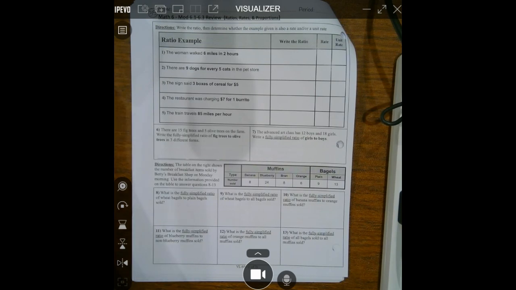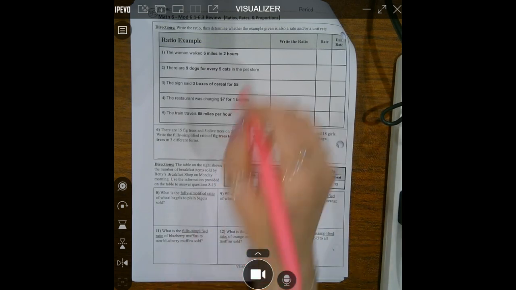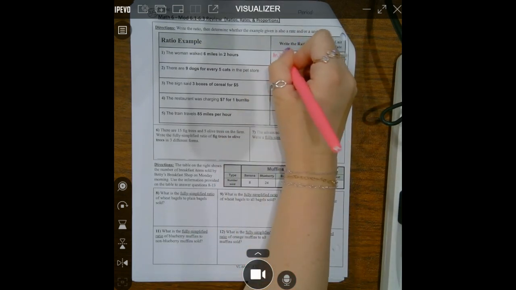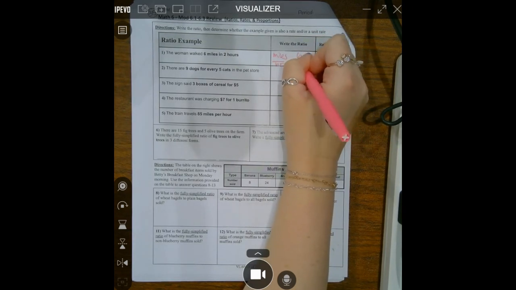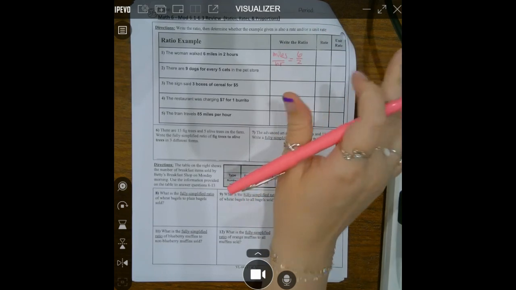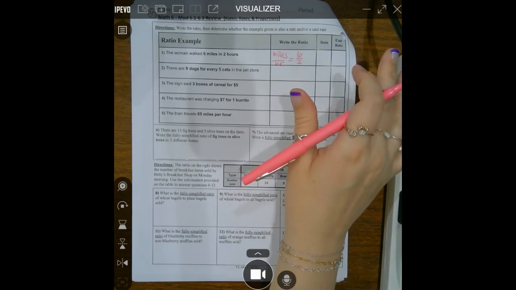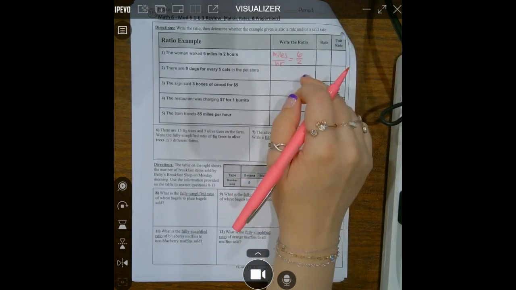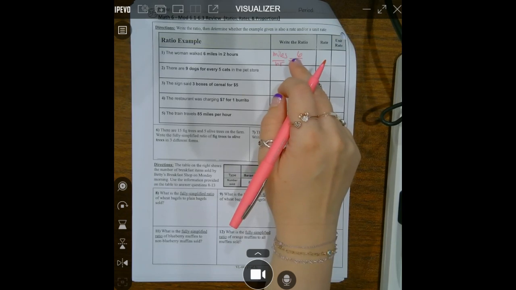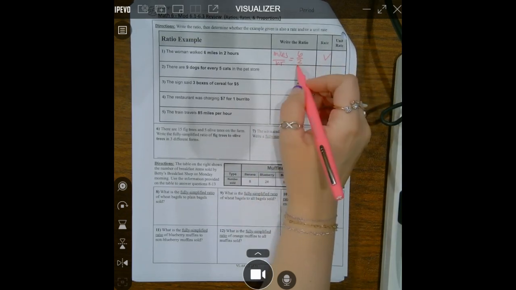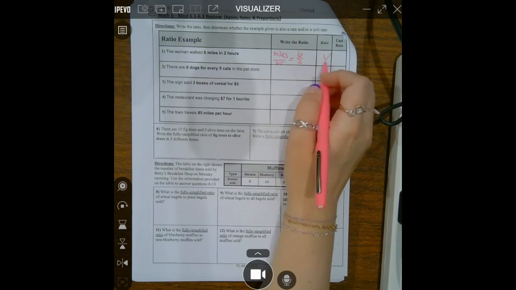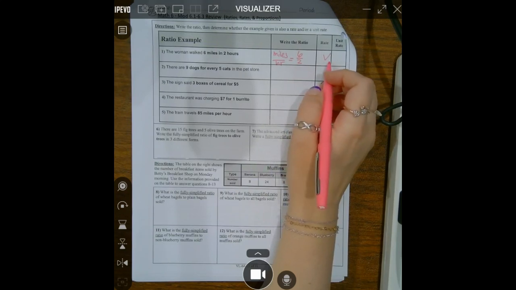It says, the woman walked 6 miles in 2 hours. First, it wants you to write the ratio. So we have miles per hour, right? And 6 miles in 2 hours. Okay, now we're not focusing on reducing or anything. As of right now, is this a rate? Yes, it's units of measurement, right? It's miles and hours. So it is a rate. Is it a unit rate? Not yet, because it doesn't have a denominator of 1. It could eventually be, but as of right now, it's not.